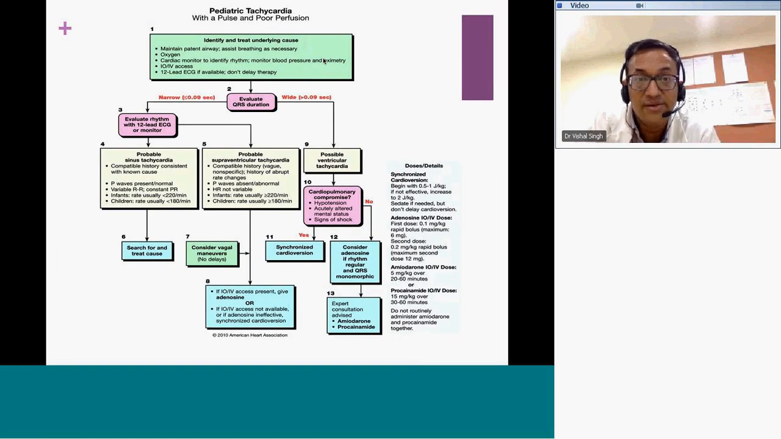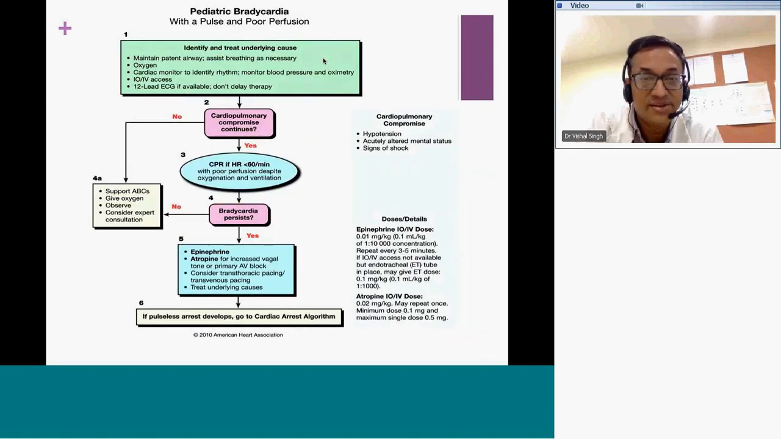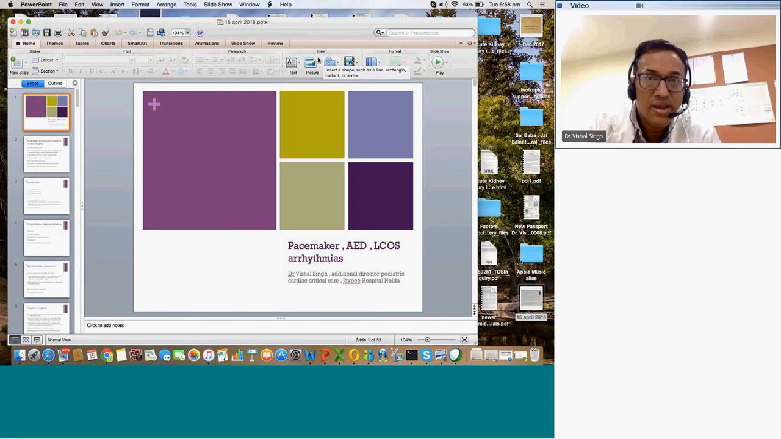About pediatric tachycardia, you've already discussed how to go about it, and about amiodarone and everything. This is the only condition where atropine still has a role. Okay, so that's it for the day.